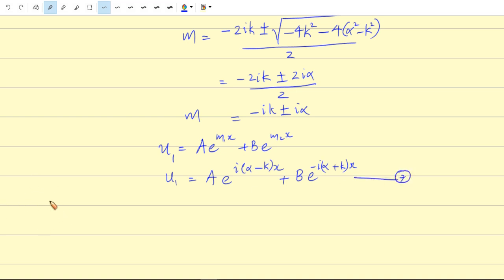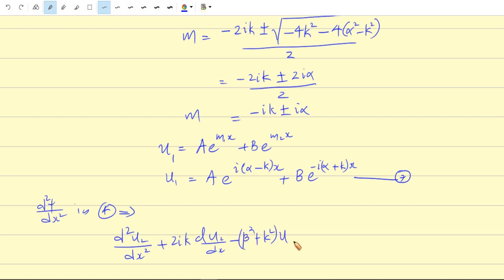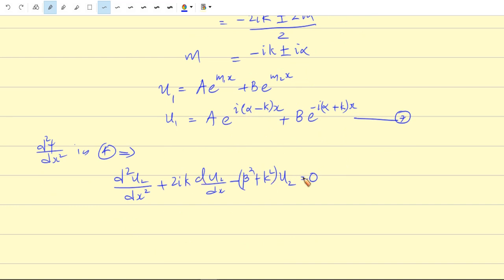Now substituting the value of d square psi by dx square in equation number 4, then what happens? d square u2 by dx square plus 2ik du2 by dx minus beta square minus k square psi. So minus of beta square plus k square u2 is equal to 0. So we get the final equation similar to equation 6. This is equation number 8.